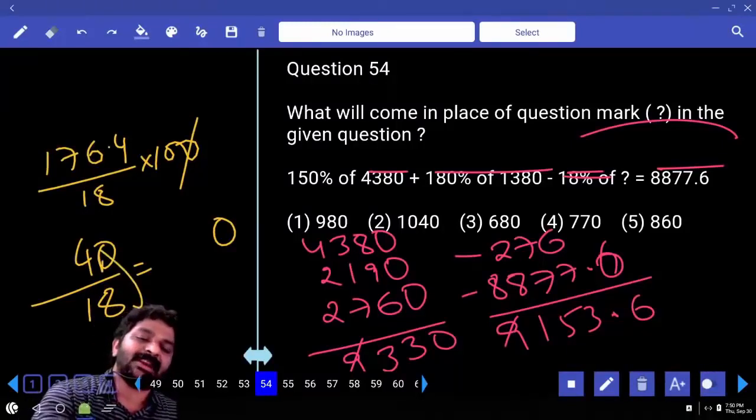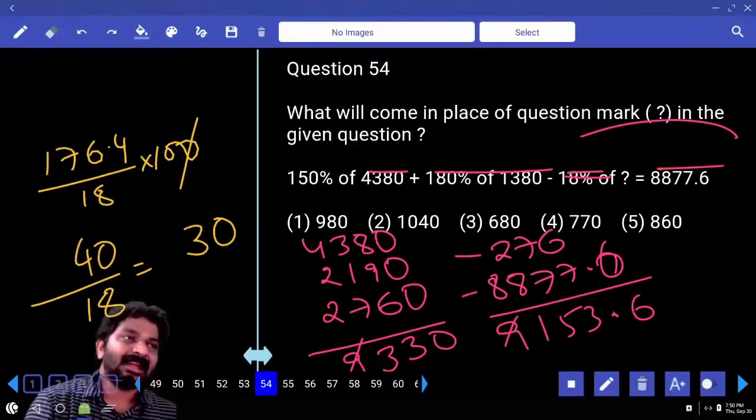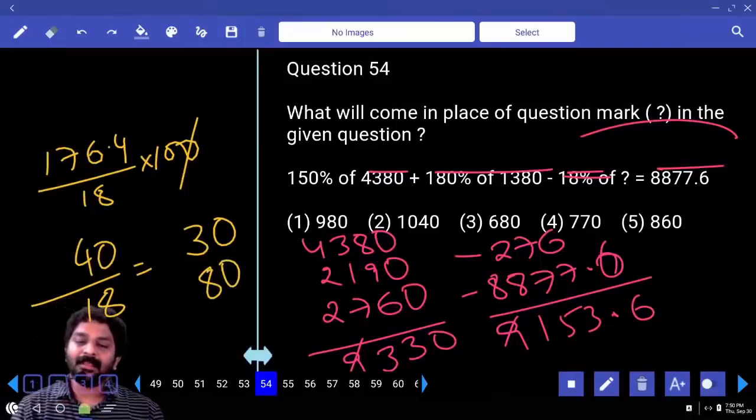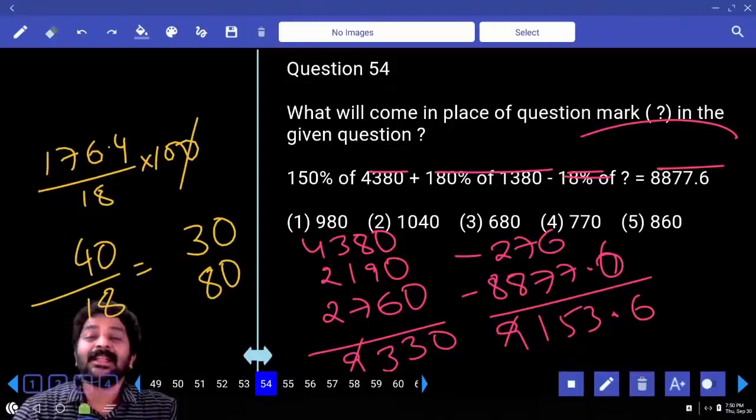8 into which number ends with 4? 8 threes ends with 4. Or 8 times also ends with 4. So answer must end with either 30 or 80. How many options are there? 2 options are there. Right. So the answer, you know that it is ending with 80.